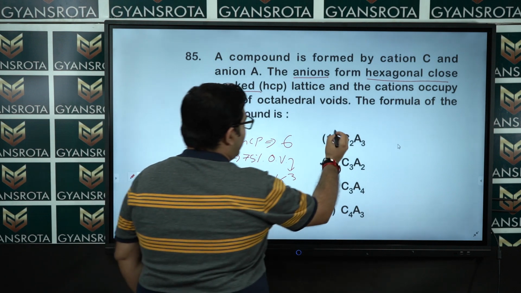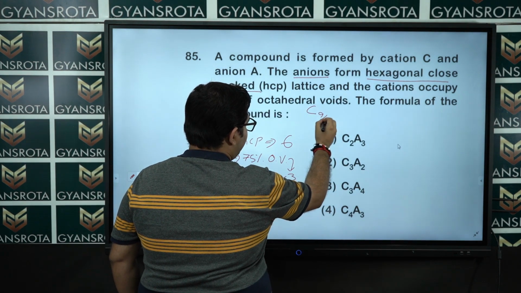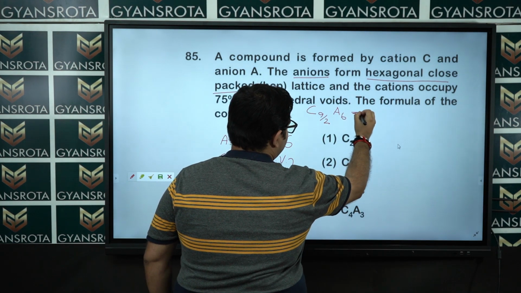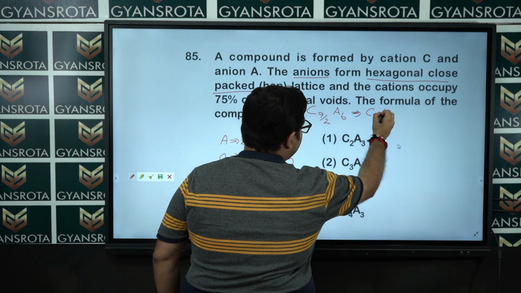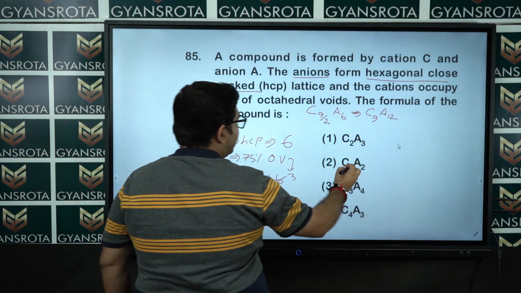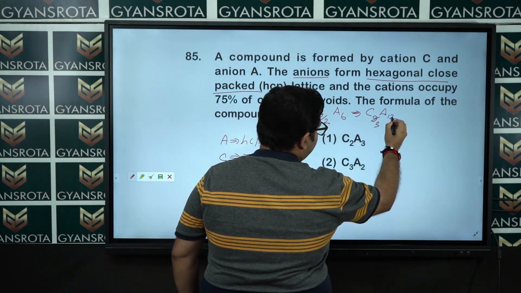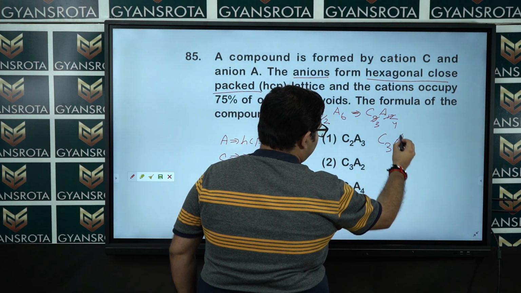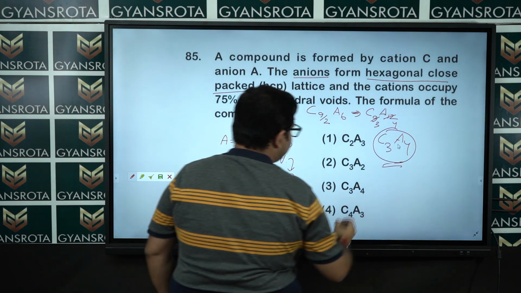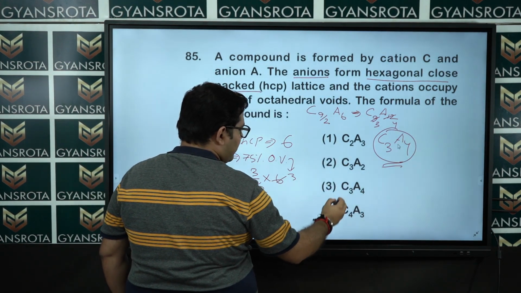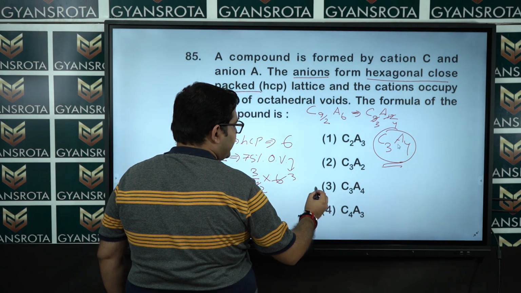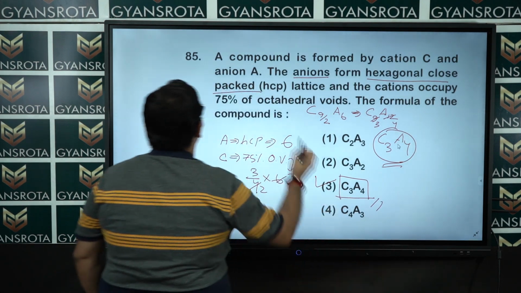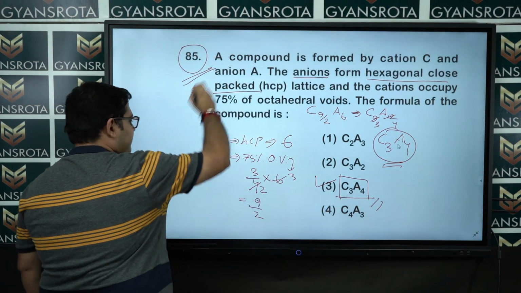So, if I write here C, that is 9 by 2, and your A is 6. Now, if I cross multiply here, C 9, A 12, again cancel it out by 3 and we get 4. So, C 3 A 4. So, C 3 A 4 is the correct answer. Now, if you see among your options, option number 3, which is C 3 A 4, is given, and this is the correct answer of your question number 85.